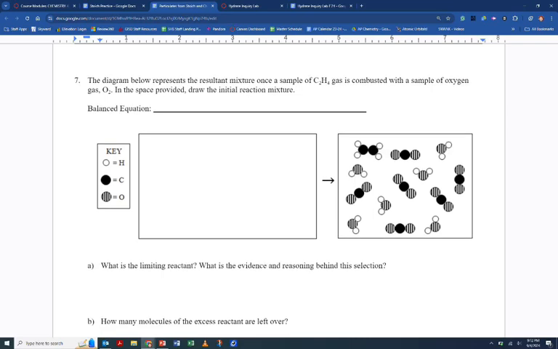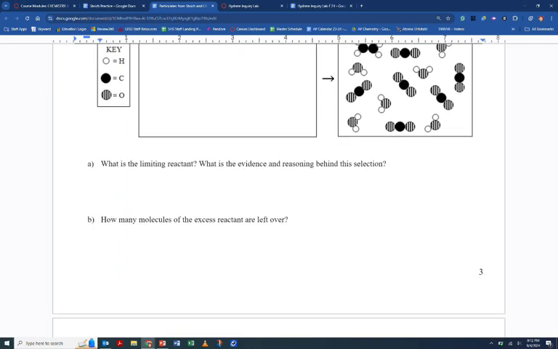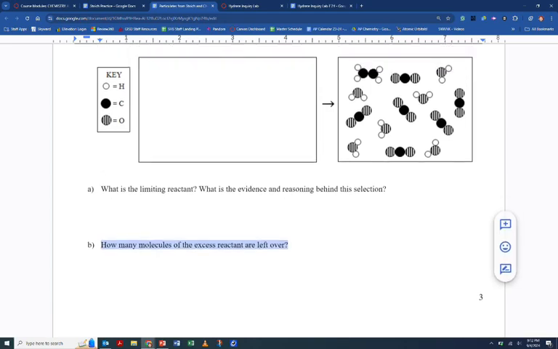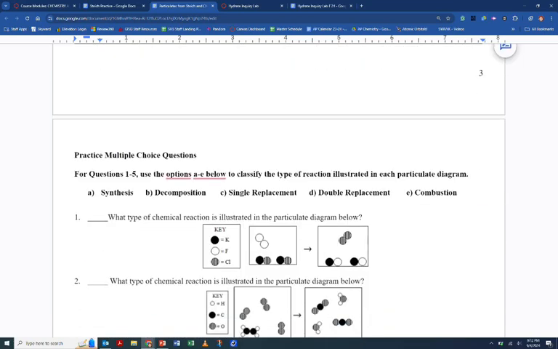7 here kind of goes backwards. You're still writing, balancing an equation, but then I'm showing you the products, kind of like I did at the very beginning, and you're going to draw out the reactants, including, make sure you notice there might be a limiting reactant, so you might have some leftover reactants in that product side there. And this one, since I'm showing you the products already, this might be a good place to start with question B, where you're making a note of how much of that excess reactant is left over, kind of working backwards to figure out how much of the reactants you would be starting with from there.